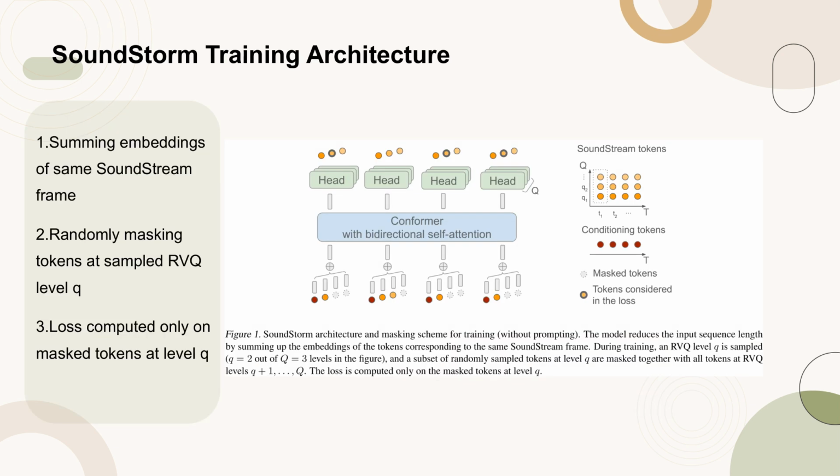Figure 1 illustrates the architecture and masking scheme used for training SoundStorm, a model designed for efficient parallel audio generation. The model reduces the input sequence length by summing up the embeddings of the tokens corresponding to the same SoundStream frame. During training, an RVQ level Q is sampled, and a subset of randomly sampled tokens at level Q are masked together with all tokens at RVQ levels Q+1, ..., Q. The loss is computed only on the masked tokens at level Q. This approach allows the model to efficiently handle long audio sequences while maintaining high quality and consistency in generated audio.